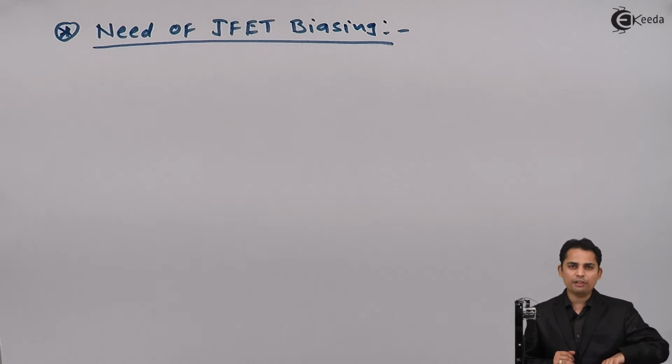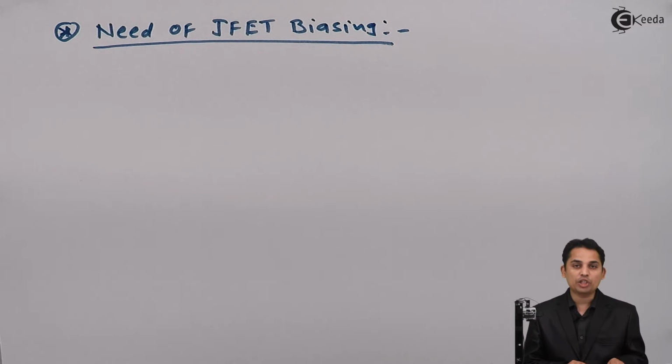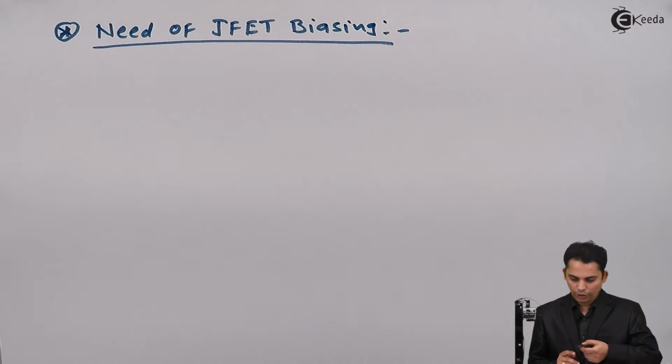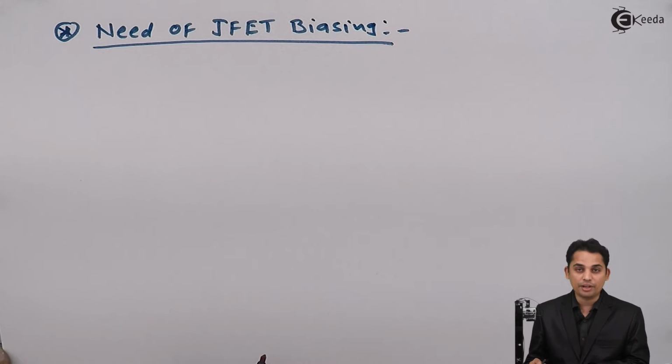Now in JFET, we need to bias JFET. We need to find out the reason behind it. What is the actual reason because of which we are using different biasing methods in the JFET? JFET is a device made up of semiconductors and hence it depends upon temperature. The value of drain current depends upon temperature. Let's see how. So the need of JFET biasing is against temperature.